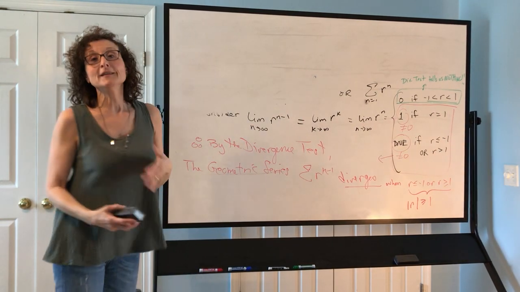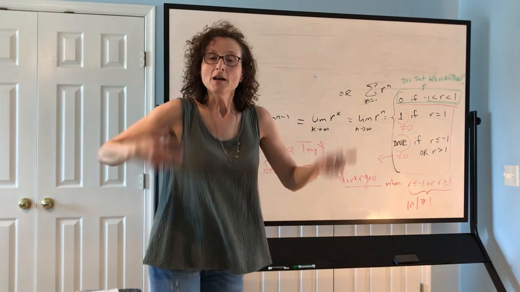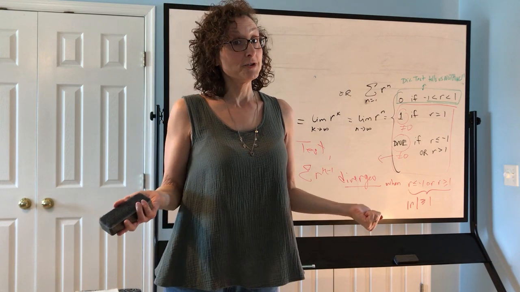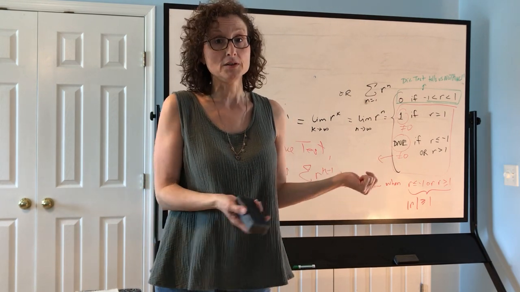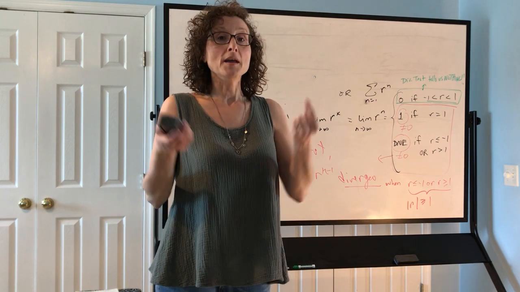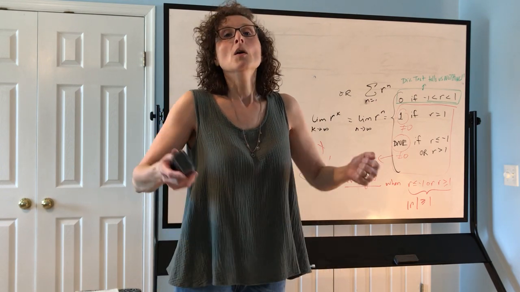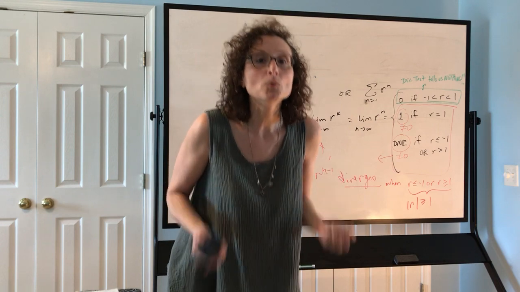While I'm erasing, now you think about this. We've utilized the divergence test. It's told us everything we can. Now we have to figure out what happens to the geometric series when r is between -1 and 1. What is our only remaining recourse?